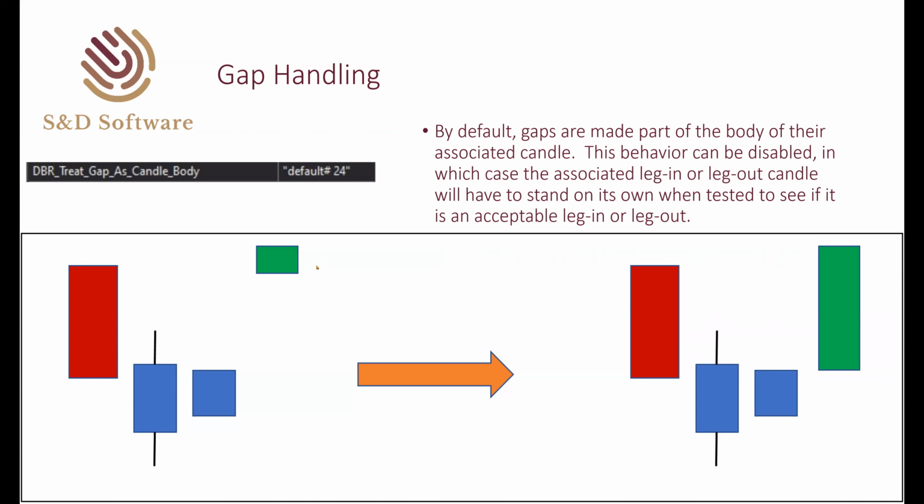So if we take the gap and we combine it with our leg out candle, and it becomes part of the body of that candle, that's then going to transform that leg out candle and give it a much better chance of passing all of our tests. So this is why we have this enabled by default. If you go in and turn it off, then that little green candle is going to have to meet all the other tests by itself in our example. And that'll result in a lot fewer supply and demand bands being found.